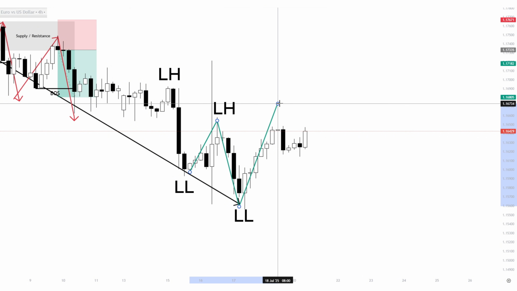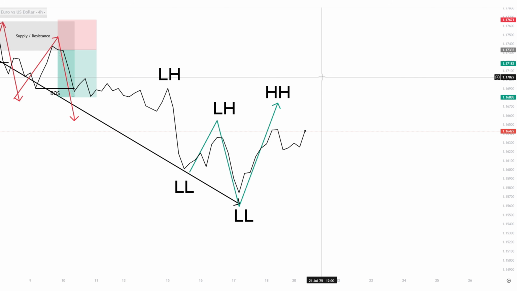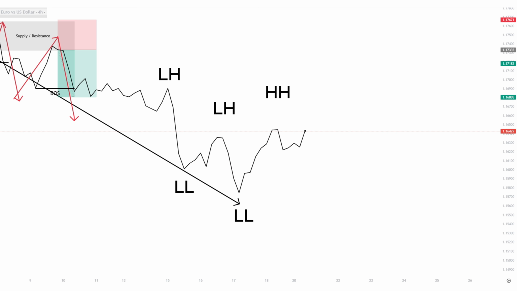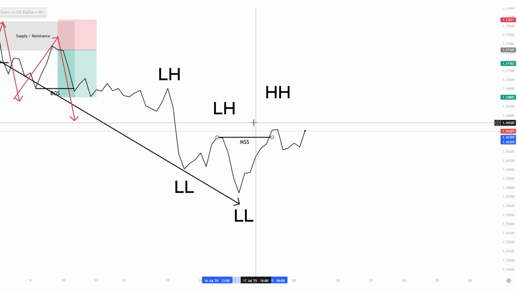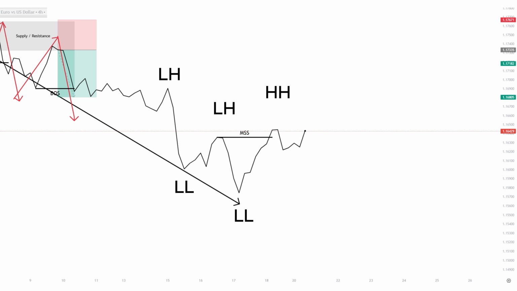But here we see for the first time a higher high, and we can also look at the line chart so it's much easier to see. Look here. A break of the last lower high, which sets in the first higher high. The first higher high during a downtrend is a market structure shift. It shifts the trend from a downtrend into an uptrend, and this being an internal price action, it shifts the internal downtrend into an internal uptrend.